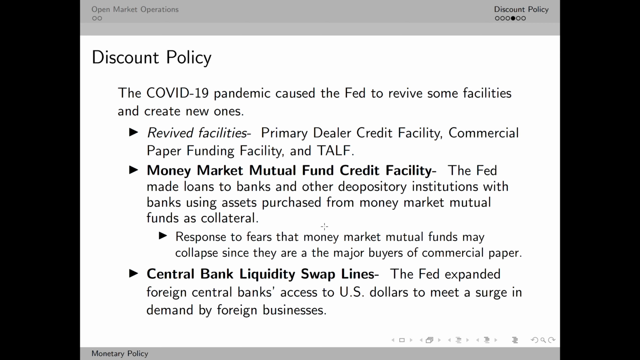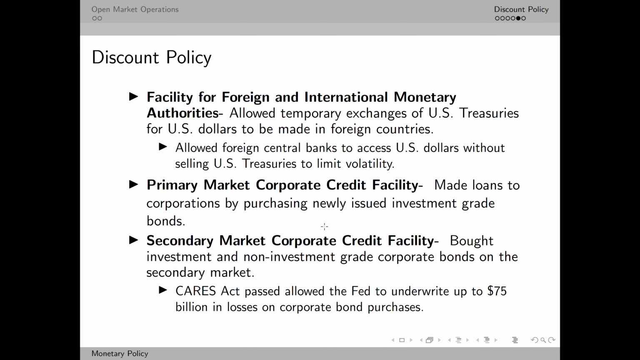Next were central bank liquidity swap lines, and this was more international focused. This was global centric, where the Fed expanded foreign central banks' access to US dollars because there was a lot of appeal for foreign businesses for US dollars because they feared the collapse of their domestic currency. So they wanted to essentially hide themselves away in the dollar. Additionally, another global centric one was the Facility for Foreign and International Monetary Authorities. What this did was allow temporary exchanges of U.S. treasuries for U.S. dollars to be made in foreign countries. And so this meant that foreign central banks could access U.S. dollars without selling U.S. treasuries.